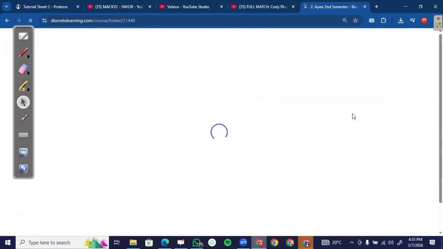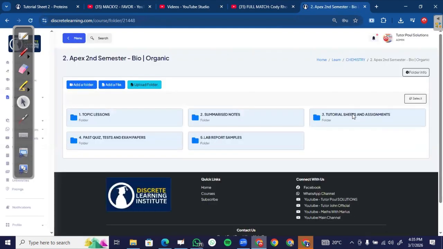Once you open that folder, you see that we're going to have topic lessons. So you can watch the videos or topics explaining clearly the concept. There are some summarized notes here that you can read, and then there are tutorial sheets there and assignments, and then here there are past quiz, tests, and exam papers.